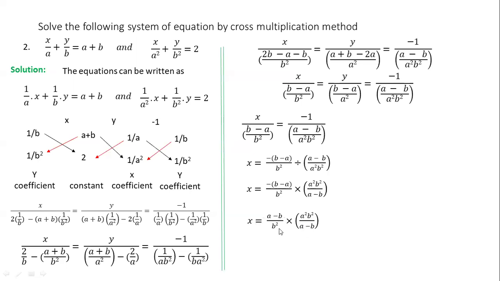A minus B will cancel. B square also will cancel. And your answer is A square. Clear?